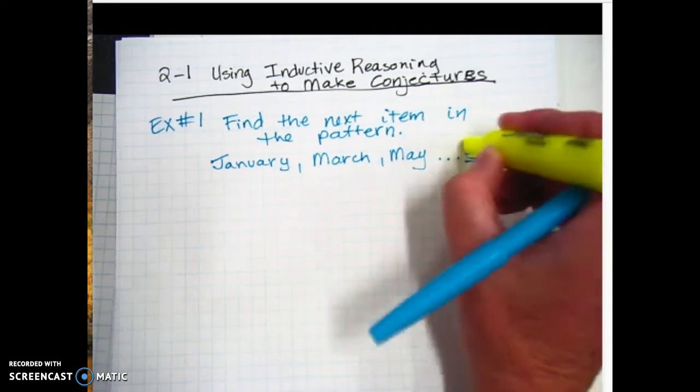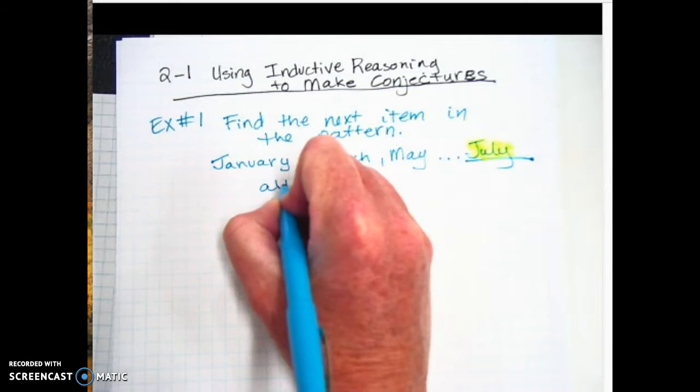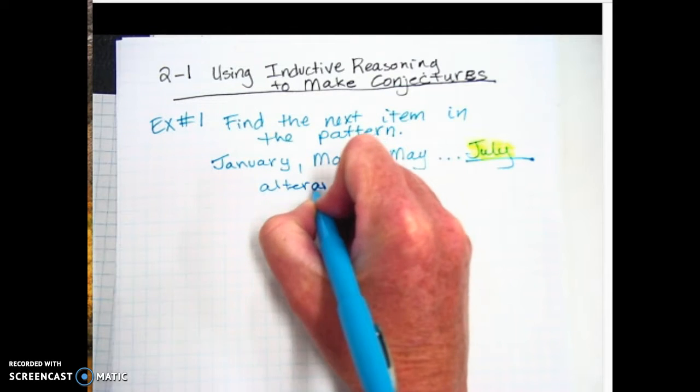How would you describe the pattern to somebody who doesn't see it? Right, you're alternating months. You're skipping a month. Alternating.